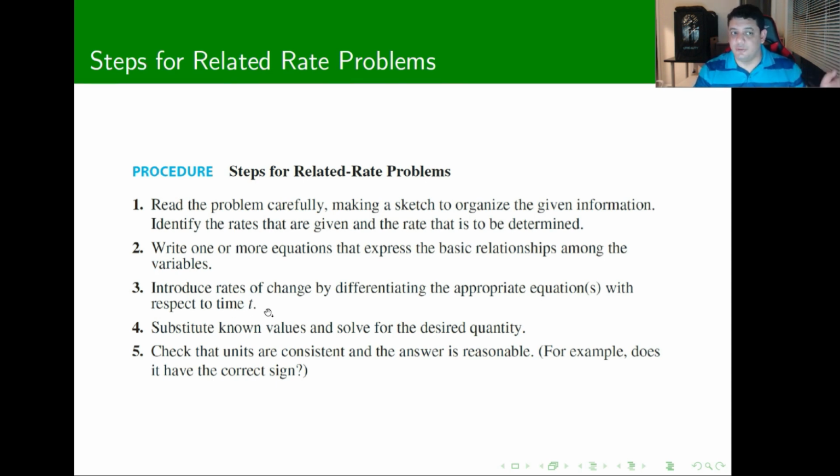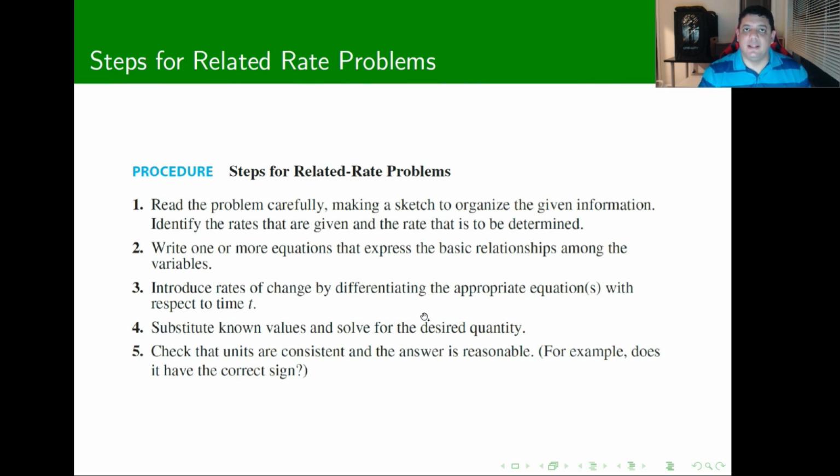And you can say, why with respect to time? Because we're talking about rate of change of elements with respect to time most of the time. Then after that, we're going to substitute the known values in our rate of change, and we're going to solve for the desired quantity. Then we're going to check that the units are consistent and if the answer is reasonable. So for example, does it have the correct sign? Check things like the velocity has units of velocity, so distance over time, and that kind of thing.